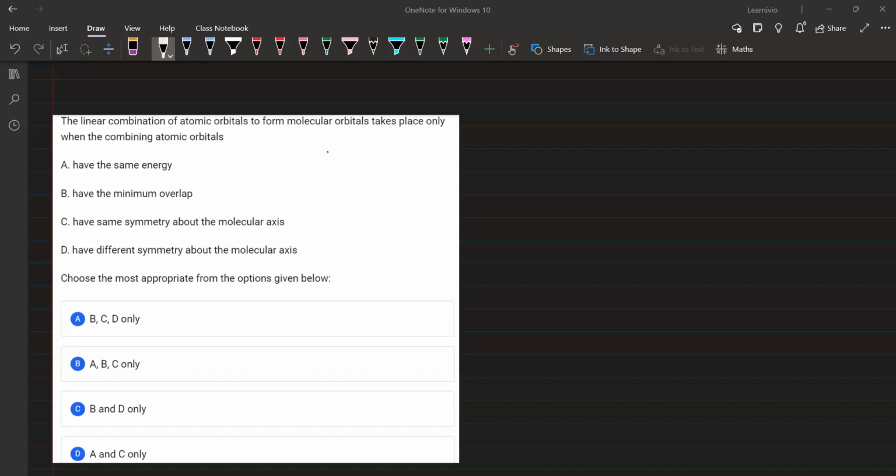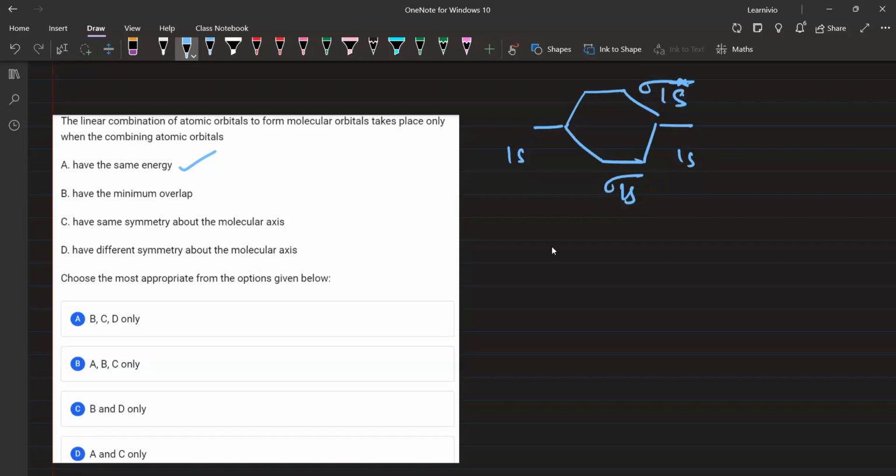Okay, see the first option, and it is kind of a VBT type of thing also. The atomic orbitals will have the same energy, then they will overlap. For example, if you have an atomic orbital 1s and another atomic orbital 1s, both of these having the same or similar energy, then they will form two molecular orbitals, and this will be sigma 1s, and the one with higher energy will be sigma star 1s. So they should have similar energy.